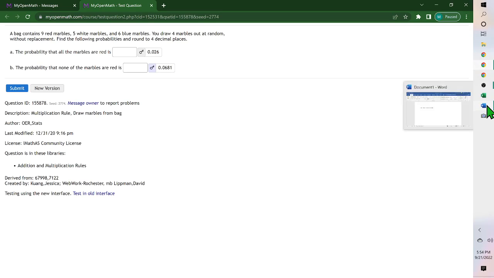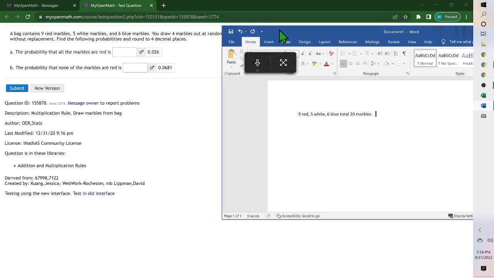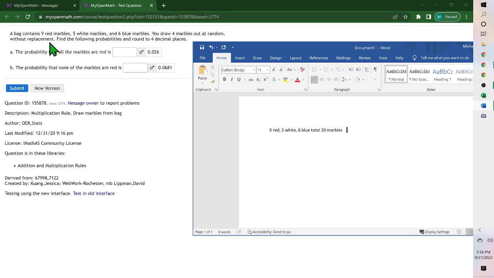For this problem, it says a bag contains 9 red marbles, 5 white marbles, and 6 blue marbles. You draw marbles out at random without replacing. Find the following probability. So the first one is the probability that all the marbles are red. So we're pulling out 4, we're not putting them back.